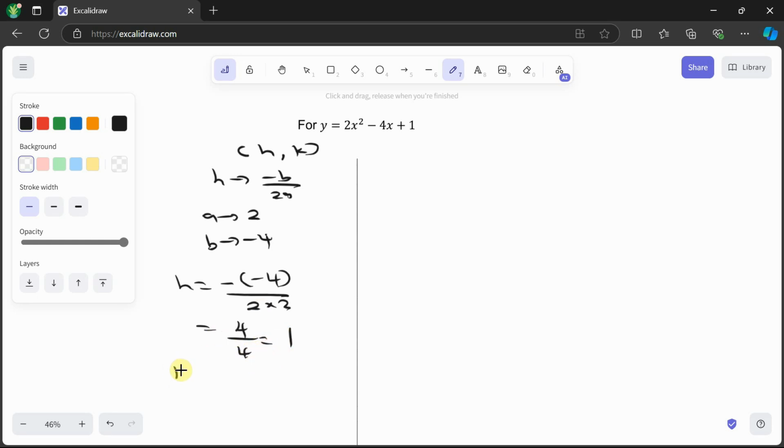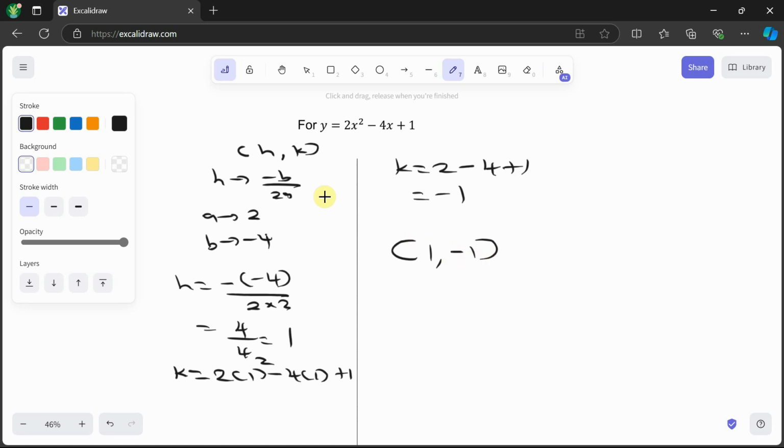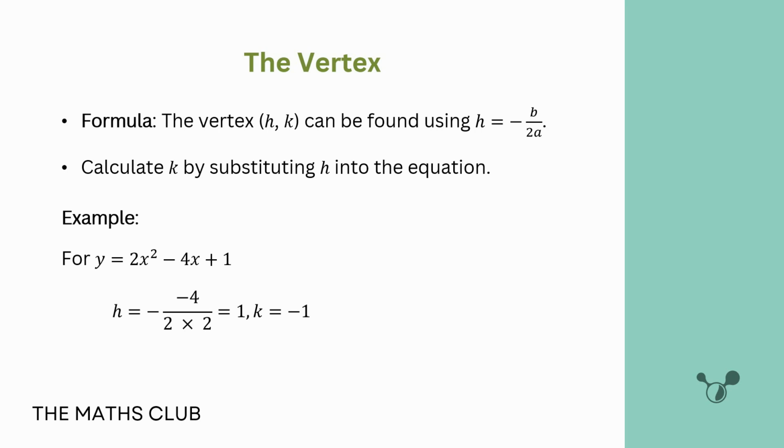I can find my k by substituting it into this equation. So anywhere I see x, I'll put 1, and then I'll find my k. Remember, k is the same thing as saying y. So k is 2 open brackets 1 squared minus 4 times 1 plus 1. 1 squared is 1, so 2 times 1 is 2. 4 times 1 is 4, plus 1. 2 minus 4 is minus 2, plus 1 is minus 1, so my k is minus 1. So therefore my vertex is 1 comma minus 1. Just think of h as x and k as y. So you can see the h is 1, the k is minus 1.